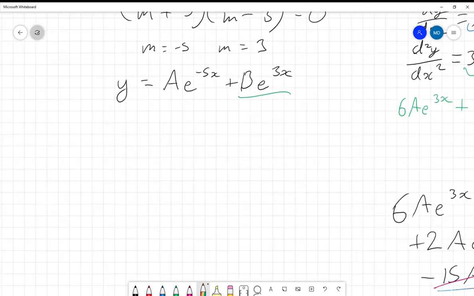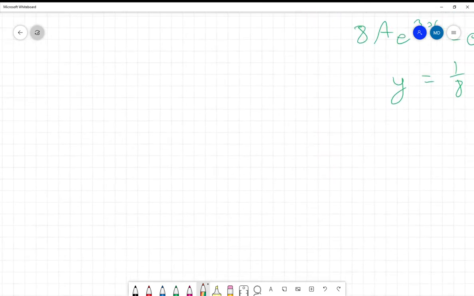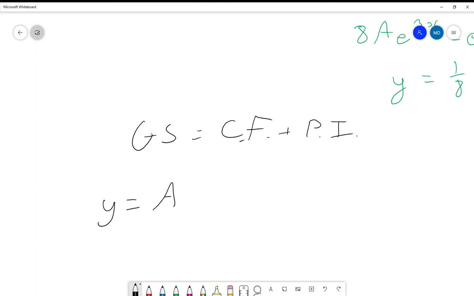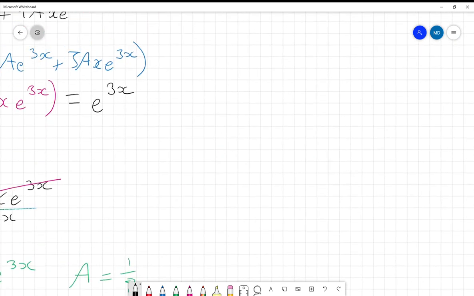And so we get our final solution, our general solution, which is equal to our complementary function plus our particular integral: y is equal to ae^(-5x) plus be^(3x) plus 1/8 of xe^(3x). And there you go. Right, one more example.